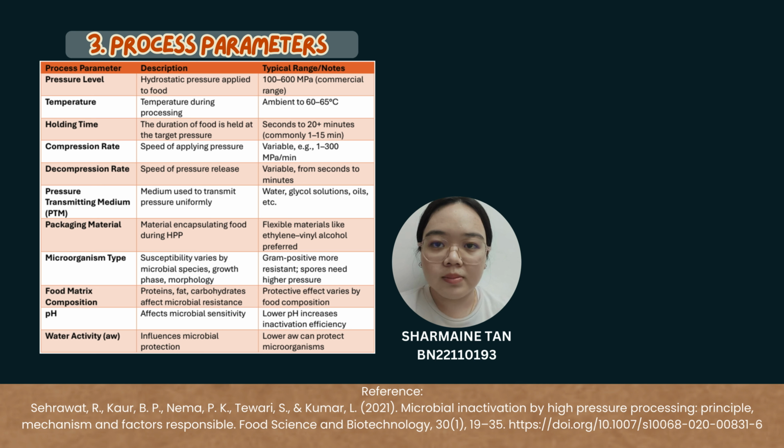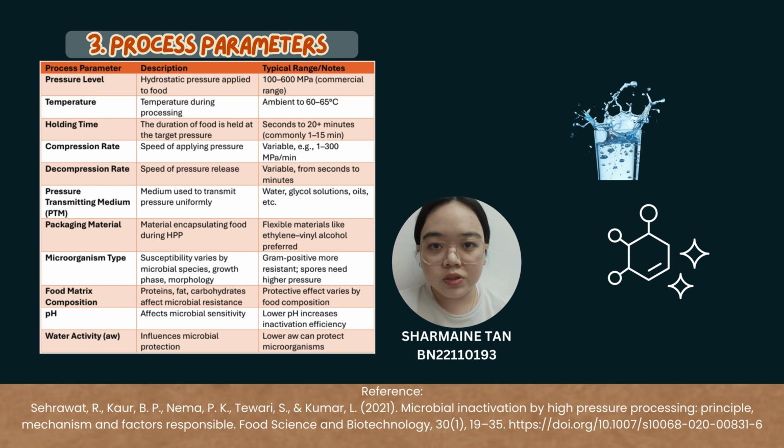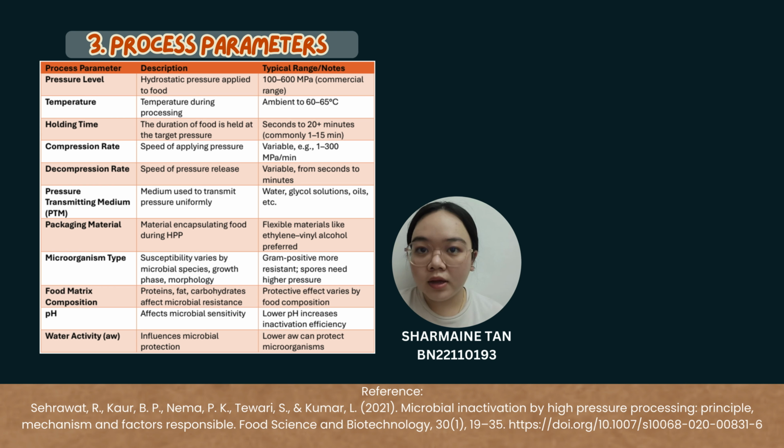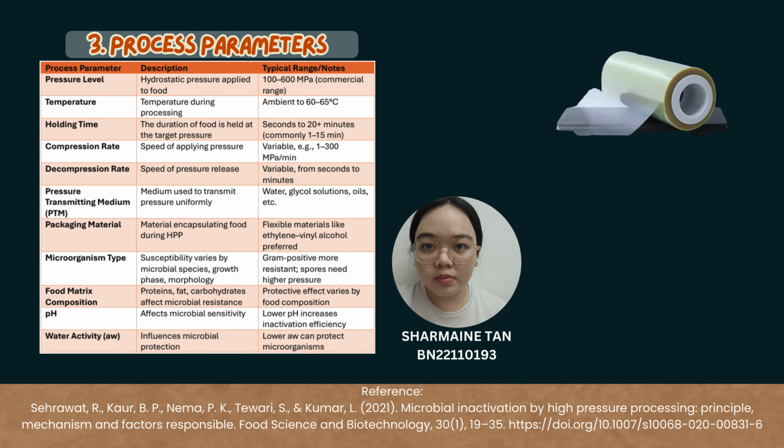Next is the pressure transmitting medium. HPP requires a medium to transmit pressure uniformly. Common pressure transmitting media include water, glycol solution, or oils, but water is the most widely used because it is safe and efficient. Other than that is packaging material. For HPP, the product must be packed in flexible packaging material, and materials like ethylene vinyl alcohol are preferred because they can withstand high pressure without breaking.